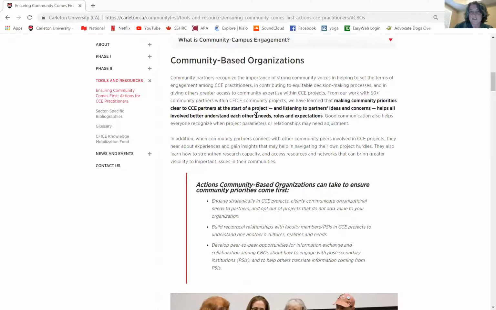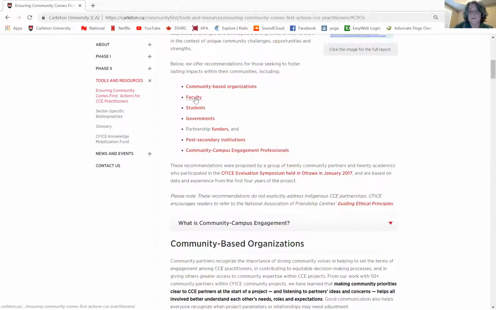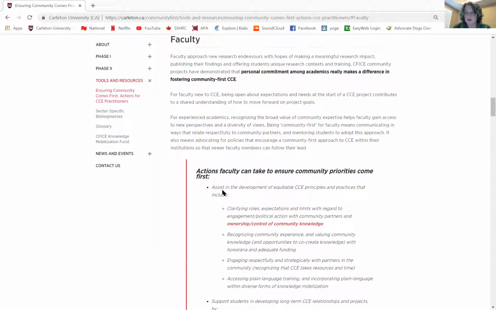And there are other tips in here too. If someone was an academic taking a community first approach, what would their priorities be? What would they be looking at? And I can read up about that as well. So I'm just going to go back.